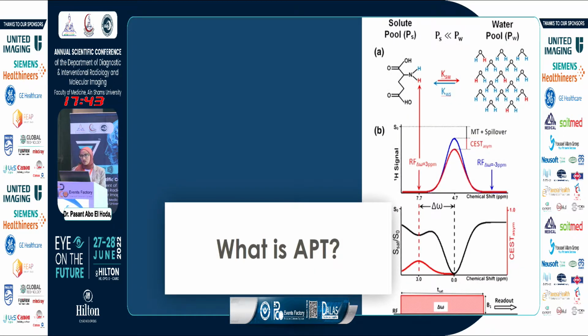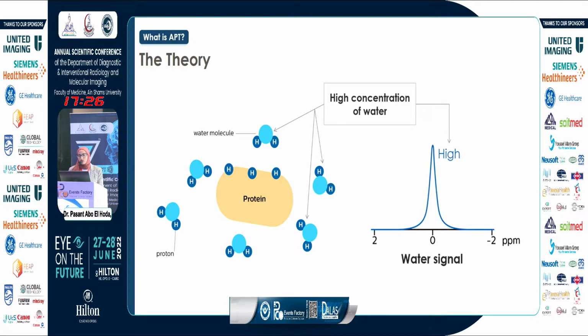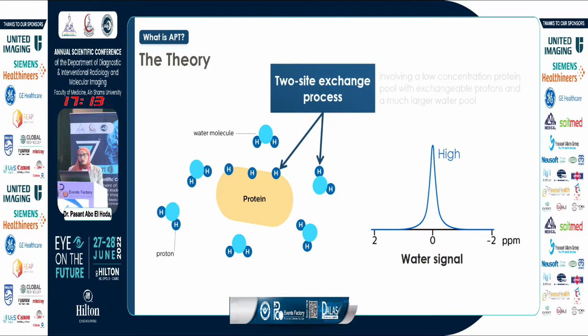So what is APT? Just a small brief about it. Usually in our body, we have a large number of water molecules and a small number of protein molecules. The MRI signal is usually present due to the presence of the hydrogen atom, either on the water or protein molecule. Because of the high water content, it leads to high MRI signal. Yet, the protein concentration in low percent doesn't produce any measurable signal. Usually, these two molecules, the hydrogen atom on the water and protein, exchange together without affecting the high signal on the MRI due to the water signal.